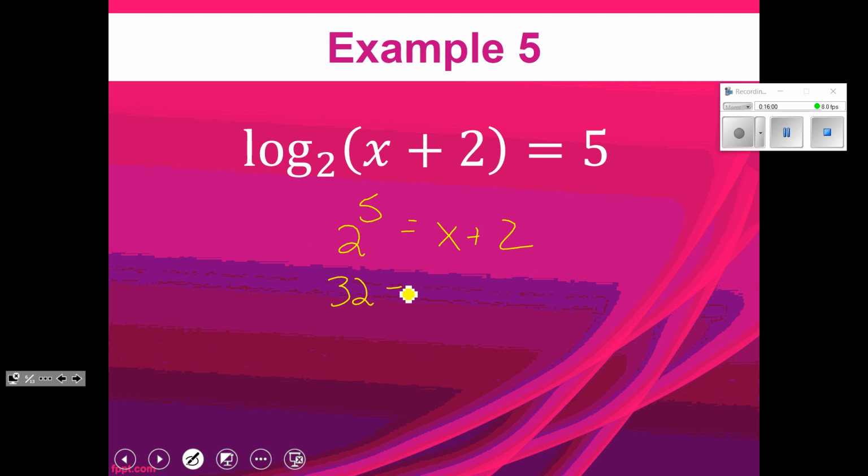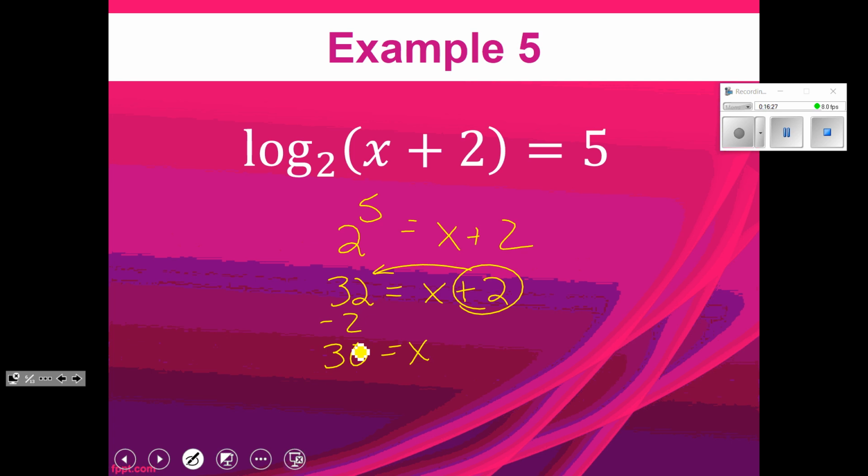32. Very good. And then what should I do? I need to minus this over, and so x is equal to 30. So some of these are going to be really easy. I'm giving you a variety, like you just need to try it out. Try to go from exponential to log, try to go from log to exponential. Or if it's given to you in exponential form, generally to get rid of things we do the opposite.